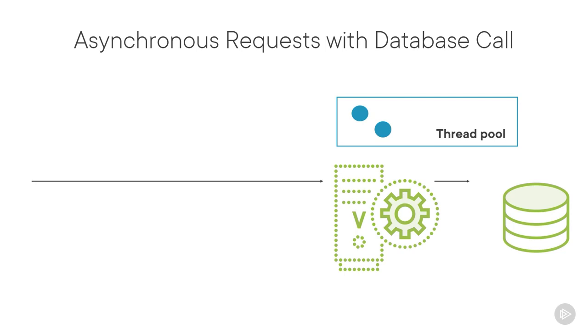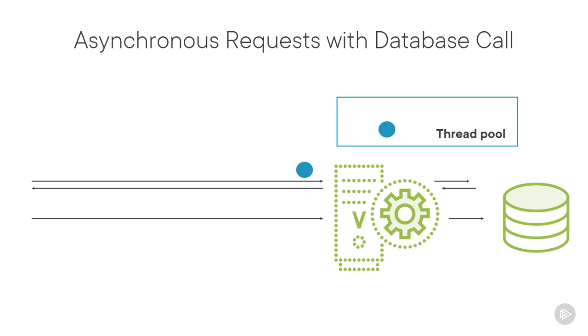It's only when the I/O call is finished that a thread is required to handle the rest of the request. But in the meantime, the thread that's been returned to the thread pool can be used by other requests. So if the second and third requests come in, they can be handled without any issues. When working asynchronously, one request can be handled by different threads, and one thread can handle different requests.